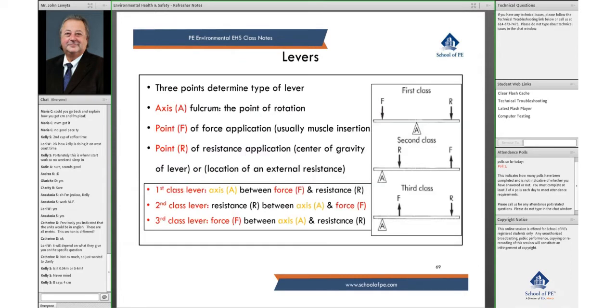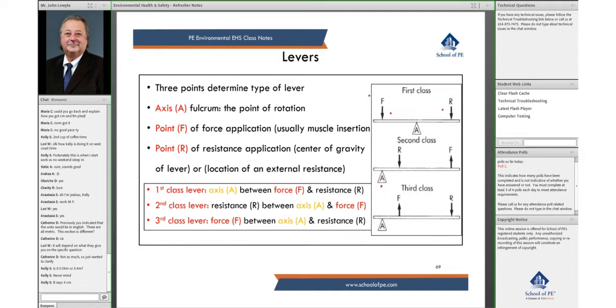So what you have here is what they call a first class lever, where the fulcrum is at the point of rotation here. You have force here and resultant. F is the force applied, and R is the opposing resistance. Second class lever: here's your fulcrum point, and the resistance is between the axis, A, and the force here.